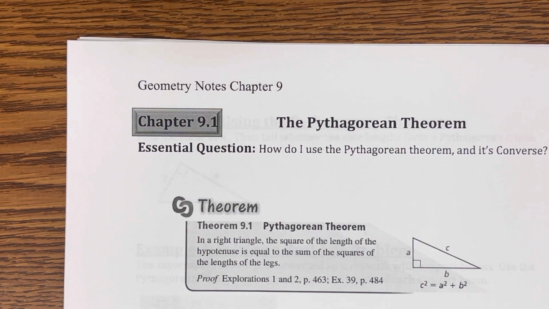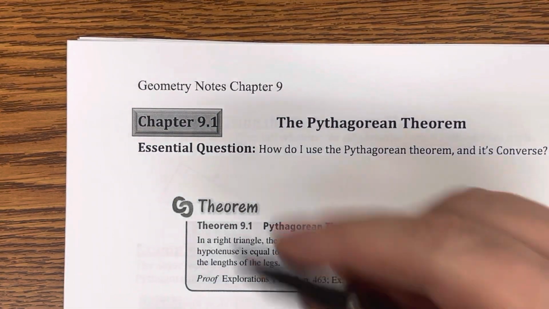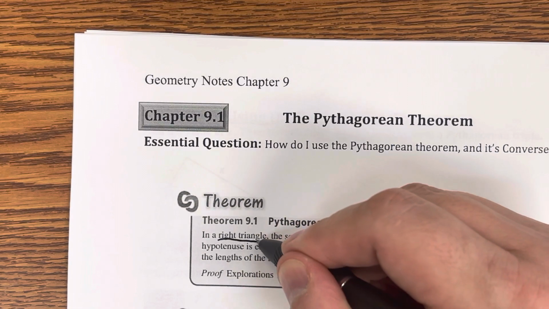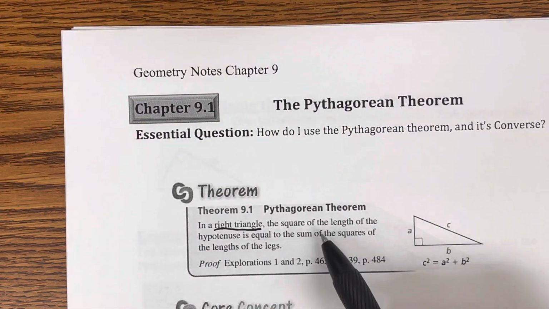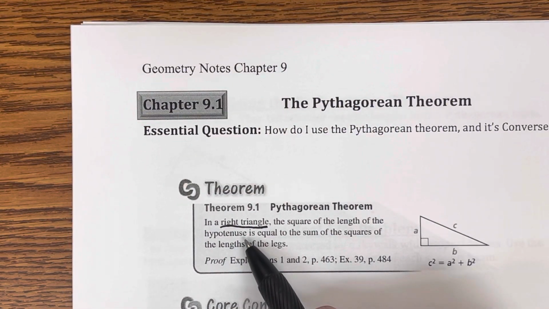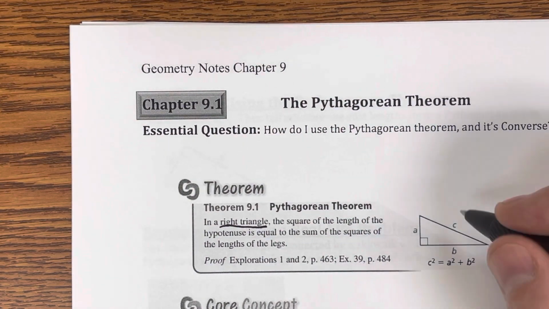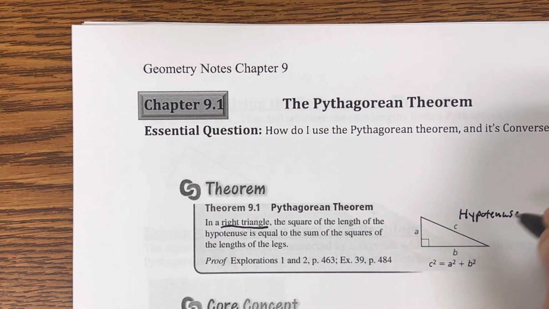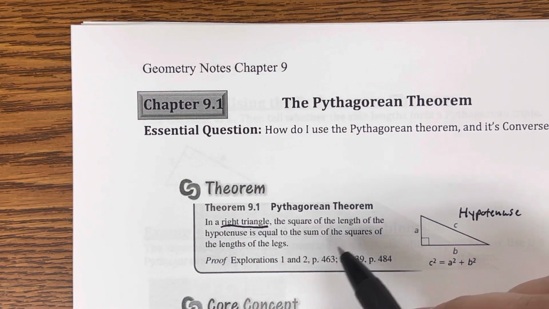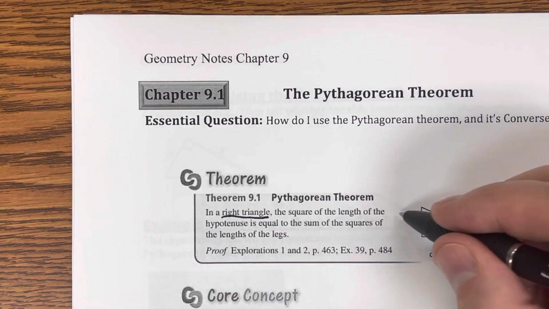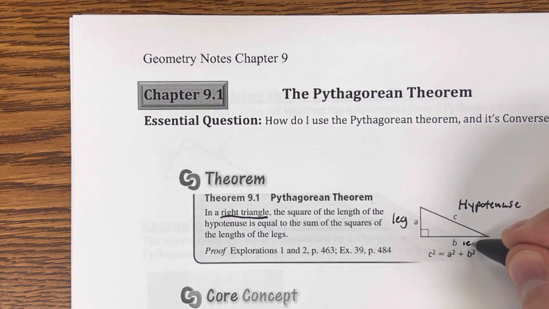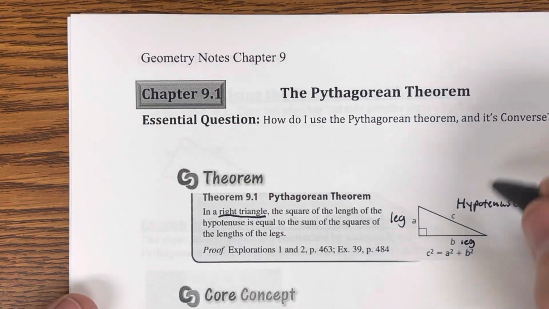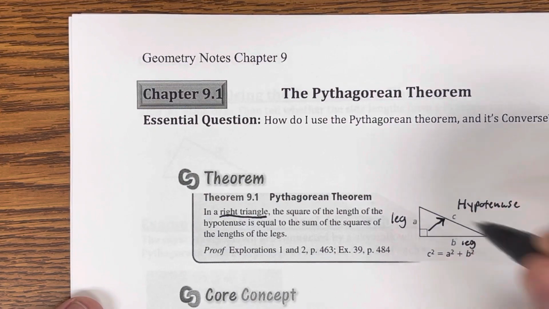So, starting things off, how do I use the Pythagorean Theorem and its converse? The Pythagorean Theorem states for any right triangle, so it has to be a right triangle first off. So we have to have a right angle. It says the square of the length of the hypotenuse. Now keep in mind the hypotenuse is the longest side, so C is the hypotenuse, is equal to the sum of the squares of the lengths of the legs. So we have a leg and a leg. The two legs make the right angle. The hypotenuse is across from the right angle.